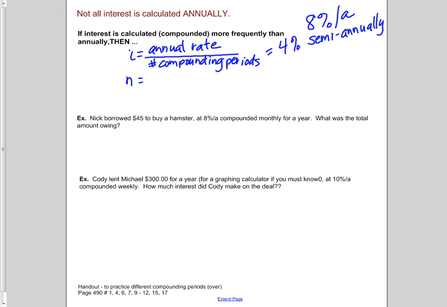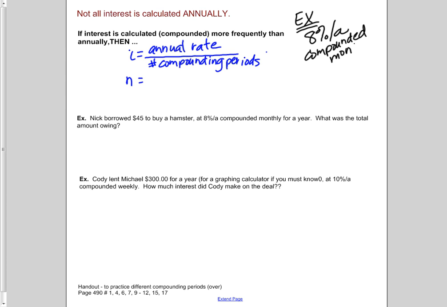For example, if you were given 8% per annum compounded monthly, we would calculate our I as 0.08 divided by 12, which would be the monthly rate they would give you each time they calculate your interest. 0.08 divided by 12 is less than 1%. 0.006 repeating forever and ever as your monthly rate.